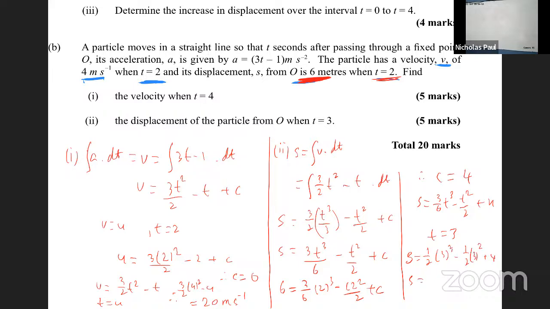How much is that? 9 on 2 minus 9 on 2, cancel off. Oh, sorry, 27 on 2 minus 9 on 2 plus 4. That's 18 on 2, which is 9, plus 4 is 13. So the answer is 13 meters.